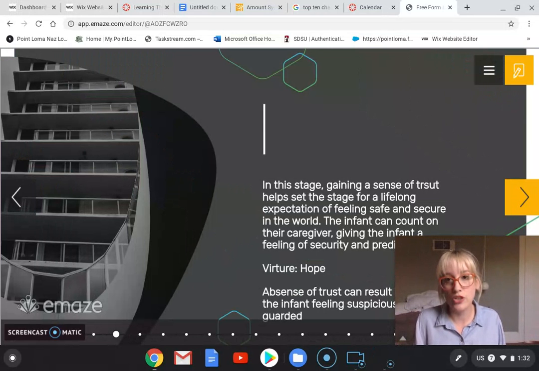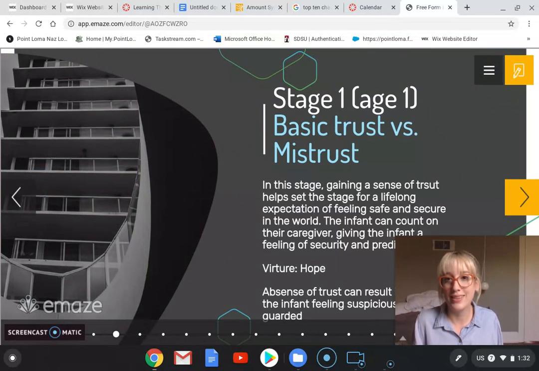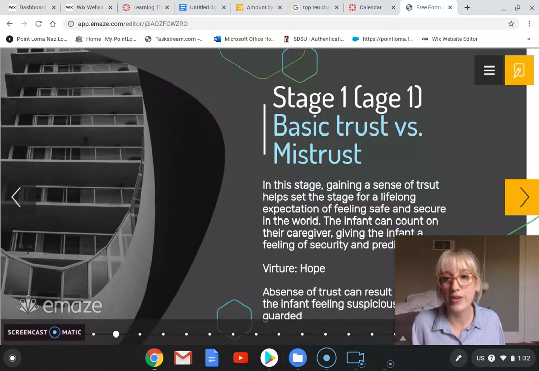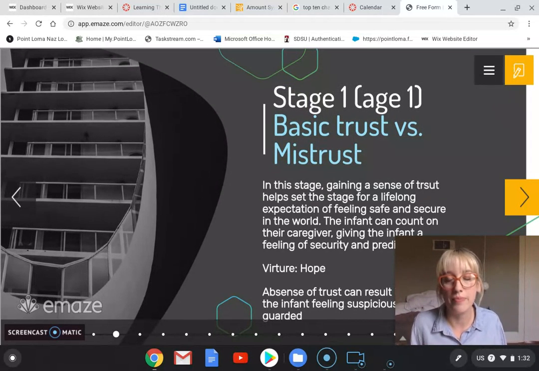The first stage is basic trust versus mistrust. For each one of these stages, I'm going to list a virtue, kind of like a positive, and then a negative if one does not complete the stage. In this stage, as an infant, you're gaining trust with your caregiver, and it sets you up for a lifetime expectation of feeling safe and secure in the world. It's very important.